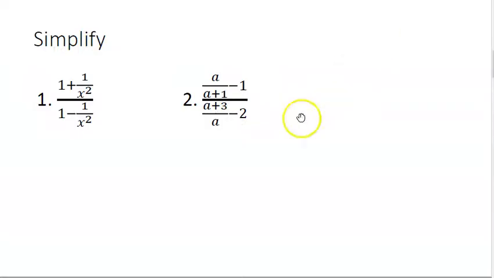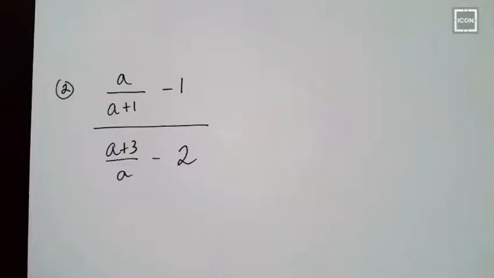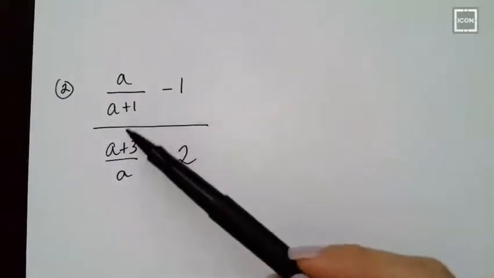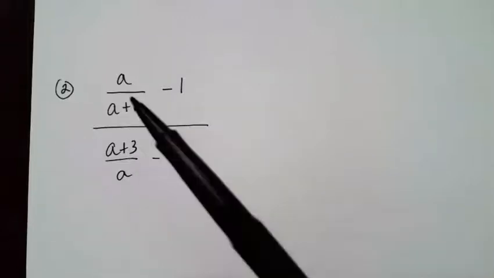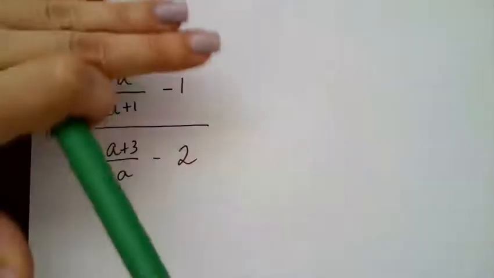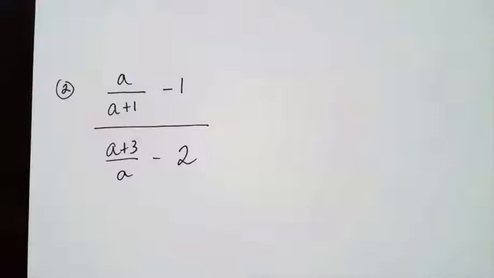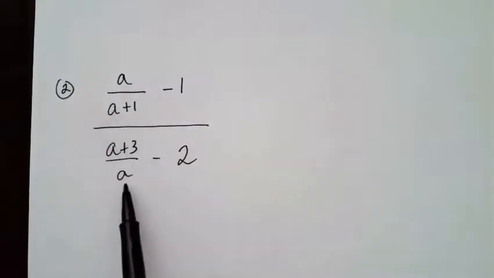Let's take a look at the next example where we have, again, one overall fraction, but then two fractions in the numerators and denominators. So it's a rational expression within a rational expression. Let's go to our paper here. All right, so here I need to look at all of the sub-denominators, the denominators that are in the numerator and in the denominator of that overall expression. So my denominators are a plus 1 and a.